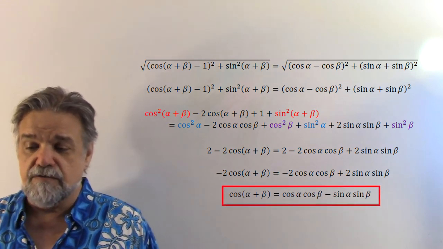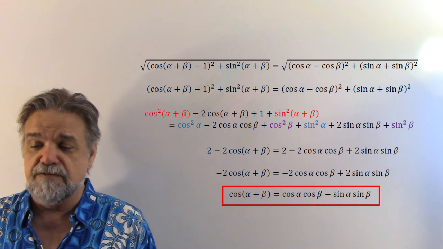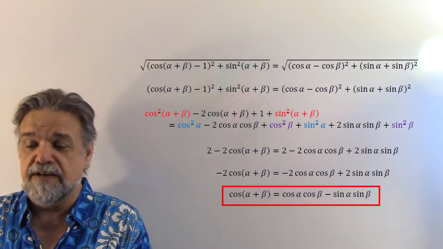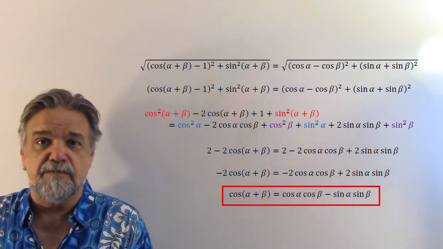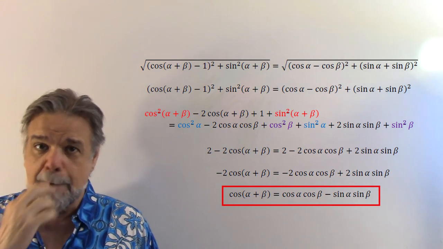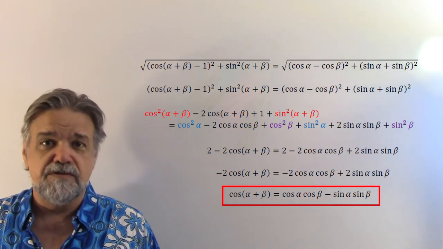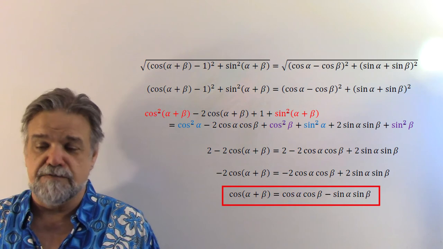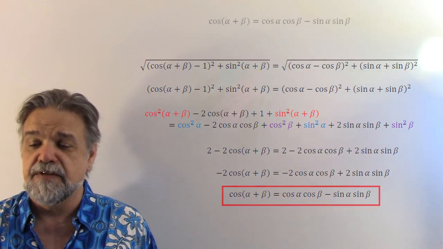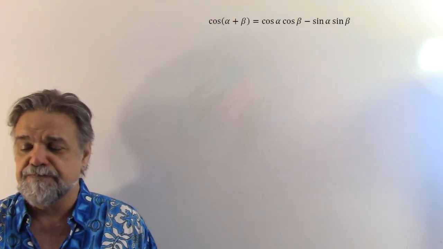The cosine of alpha plus beta equals the cosine of alpha times the cosine of beta minus the sine of alpha times the sine of beta. That's the first. We're gonna build six tools today. That's the first one. That's our first identity. So let's put that up at the top.